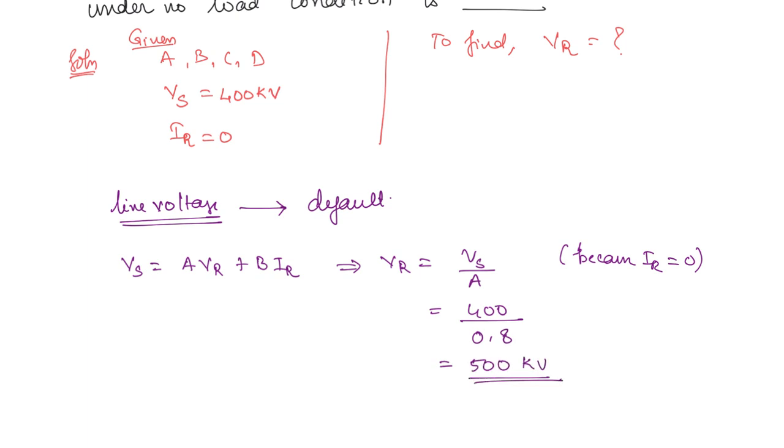Because they have not mentioned specifically the line or phase voltage, we are finding the line voltage. But if they are asking for the phase voltage, right, then you can either take Vs as the phase voltage, or if you are taking this as the line voltage, then for the final answer you have to divide by √3 so as to get the phase voltage. Okay, so just be careful with these line and phase voltages.